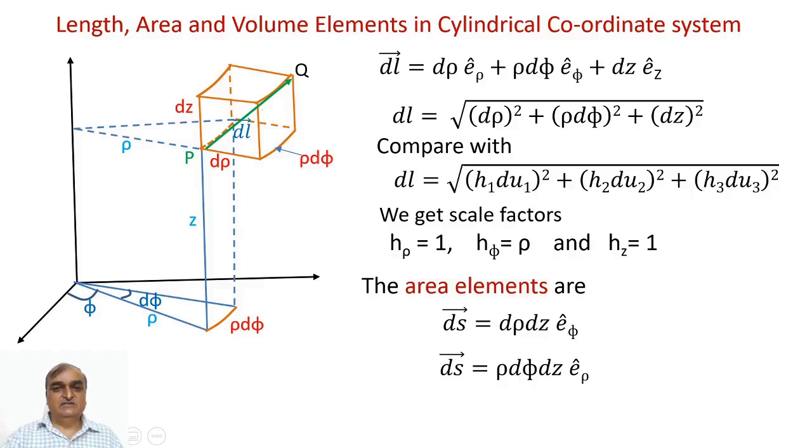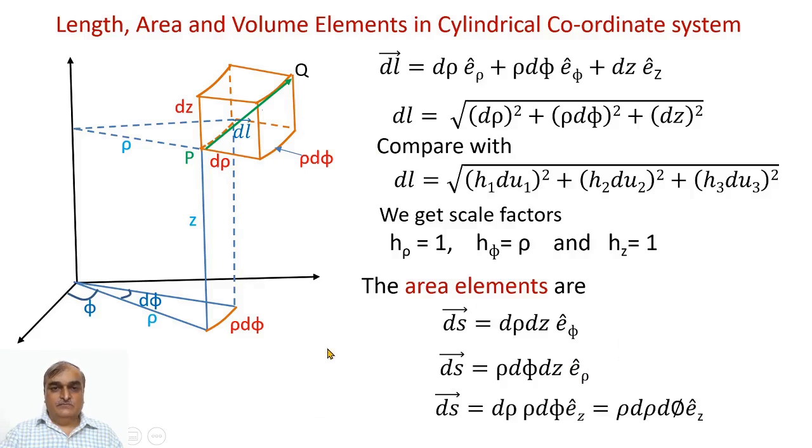Then the second area is rho d phi times dz. This is rho d phi and this is dz. Therefore, this area, dz rho d phi, is the second area, and e rho cap, because this is the increasing direction of rho, is the unit vector normal to this area.